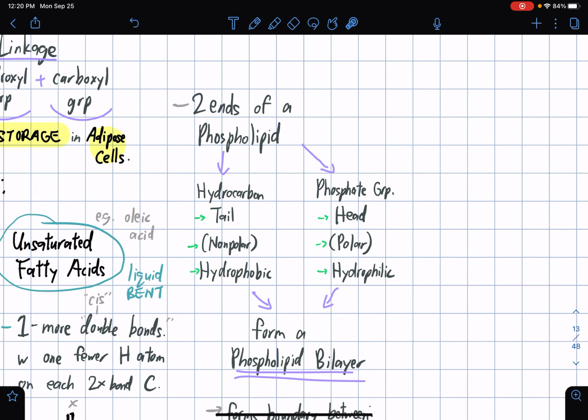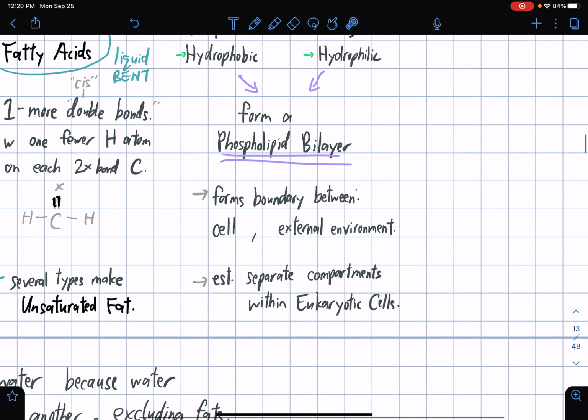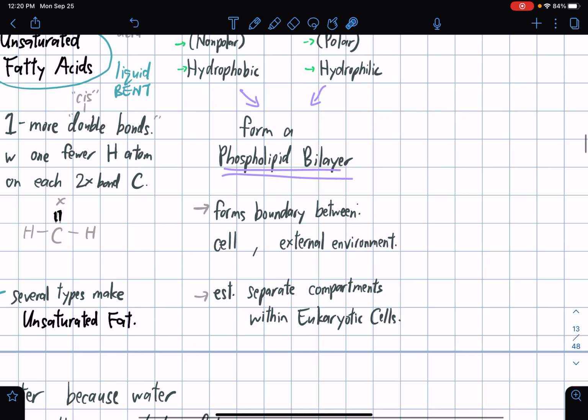For the two ends of a phospholipid, one is a hydrocarbon, basically a tail, and it's nonpolar and hydrophobic. The phosphate group is basically the head. It's polar and hydrophilic. Altogether, they form what is called a phospholipid bilayer. It forms a boundary between the inside of a cell and the external environment, or in other words, the cytoplasmic side and the extracellular side.